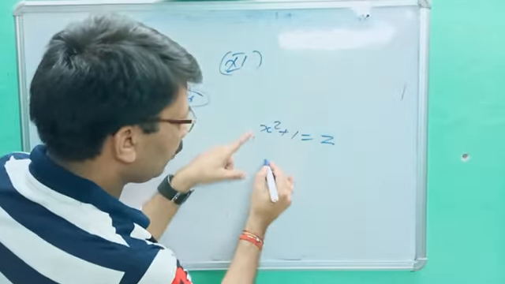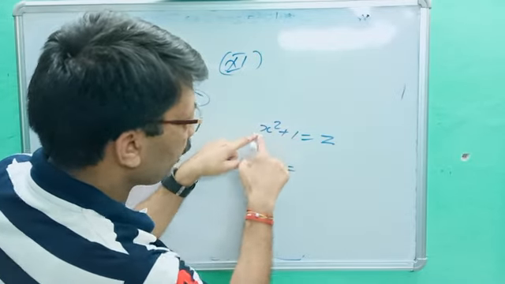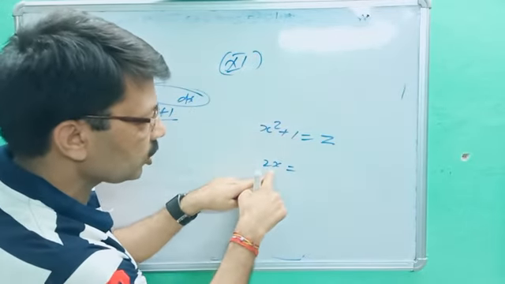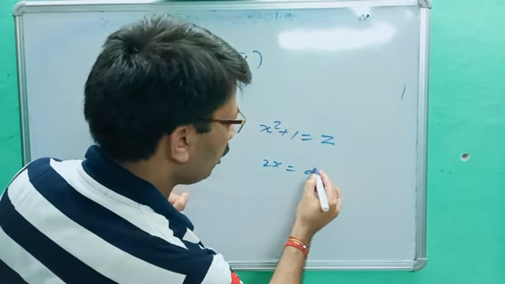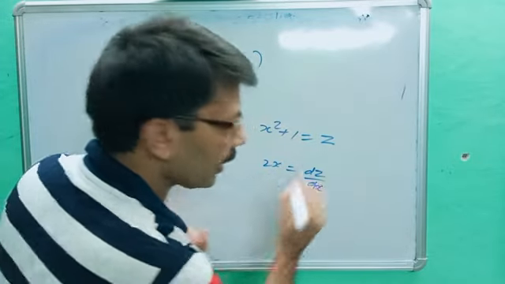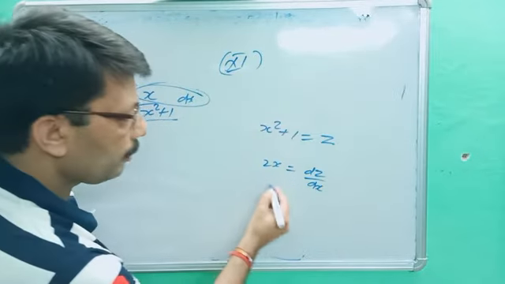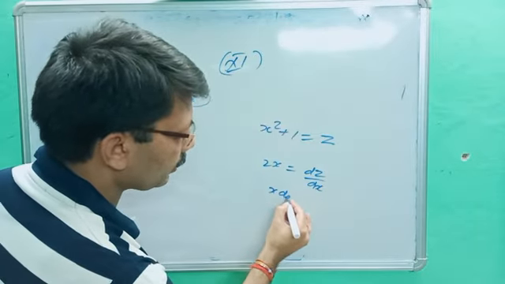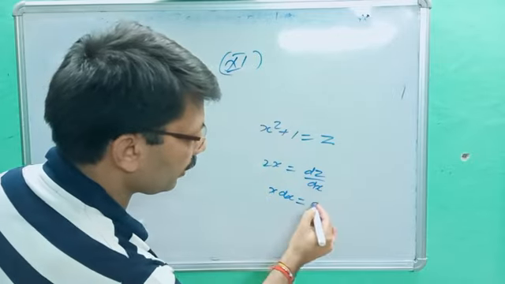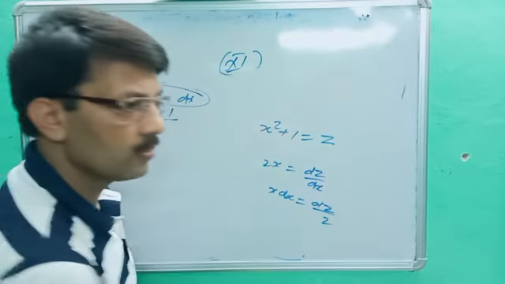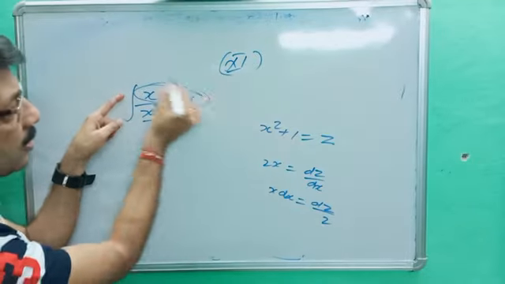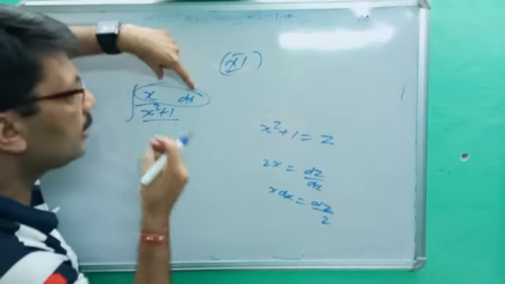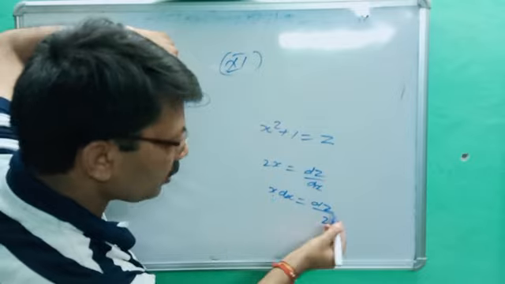It will be 2x. The differentiation of x square is 2x, plus 1 differentiation is 0, you better know, is equal to the differential dz upon dx. Cross multiply, what do we get here? x dx is equal to dz upon 2. Are you getting the point? x dx is equal to dz upon 2. So directly x dx is substituted: x dx is equal to dz upon 2.